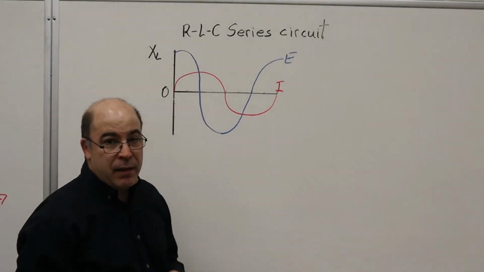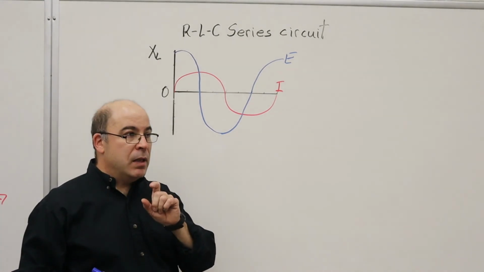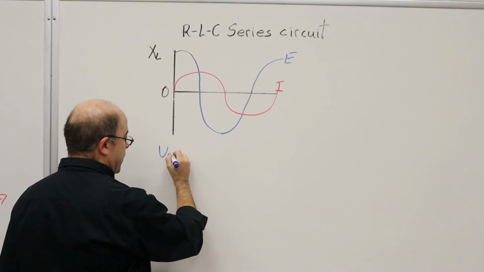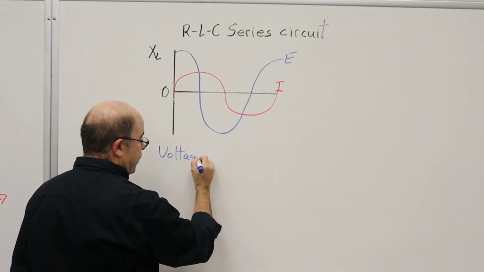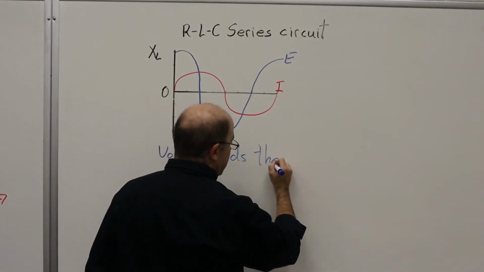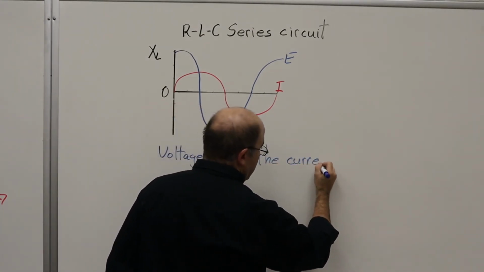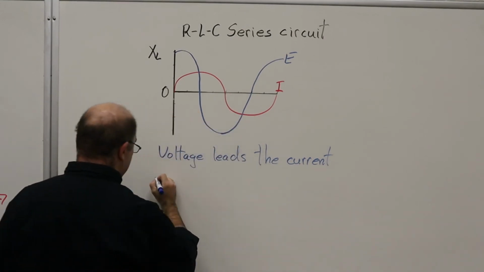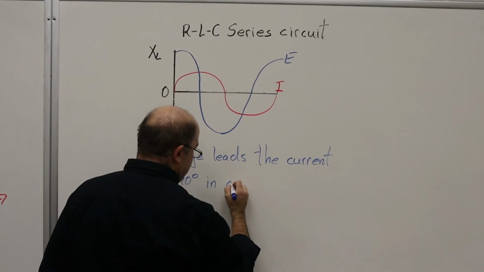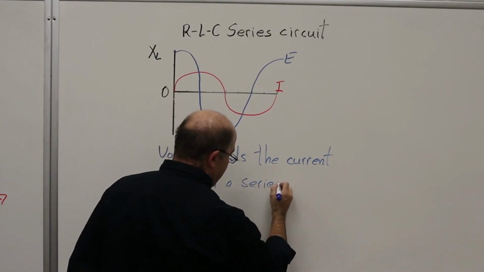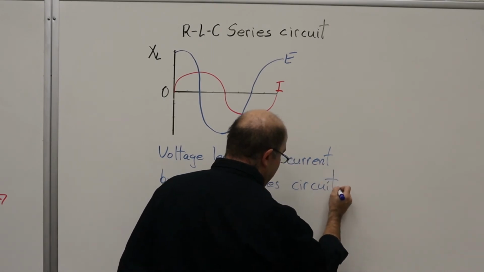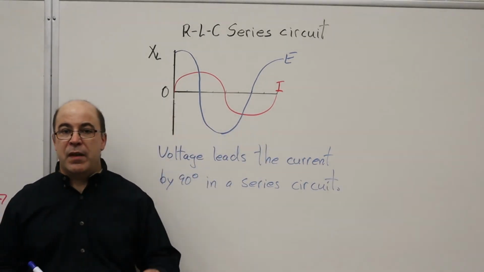I'm going to identify it, and I'm going to spell this out and mention that voltage leads the current by 90 degrees in a series circuit. Okay, we've got that one wrapped up.